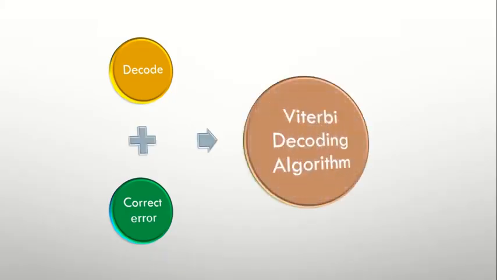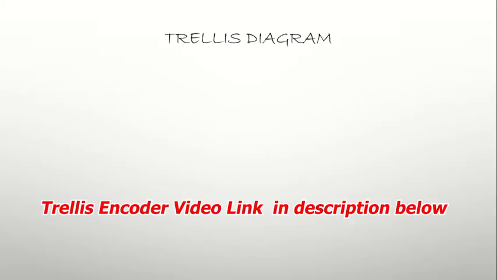So before starting the process of decoding algorithm, first we should know some basics of trellis diagram. The detailed explanation of how the message bits are encoded using trellis diagram is given in the description below, and you can see it in the pop-up also. Here I'll give a little glance about the trellis diagram.